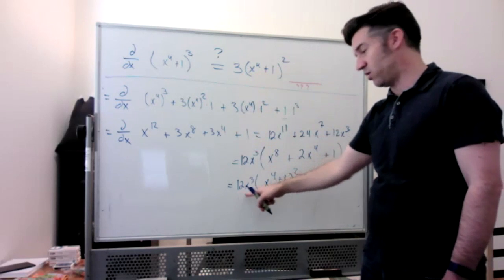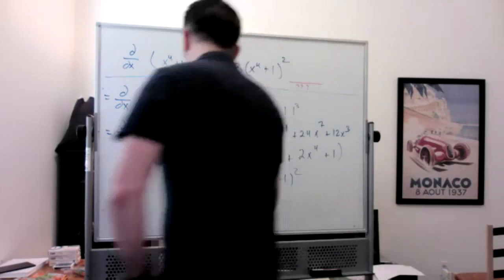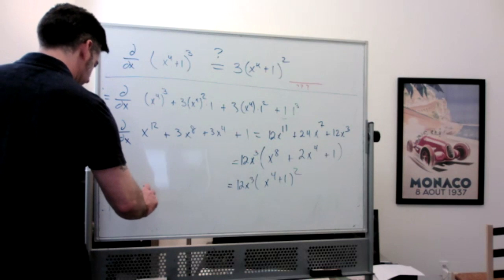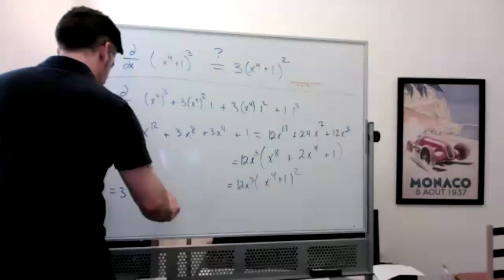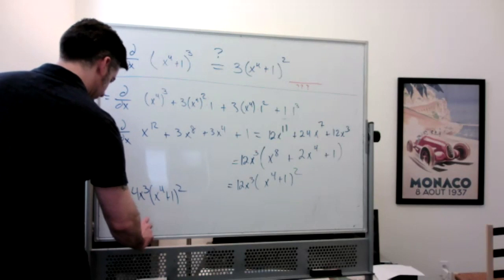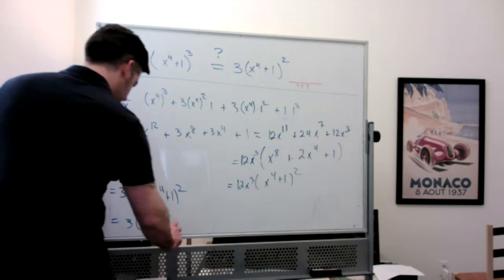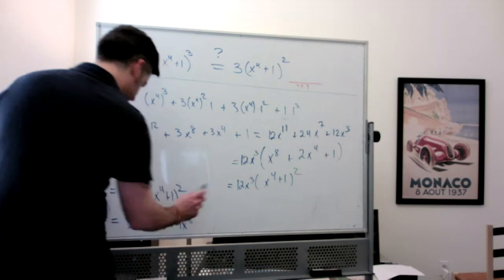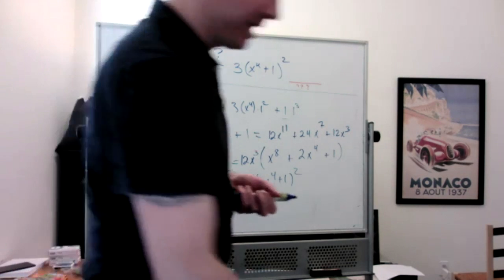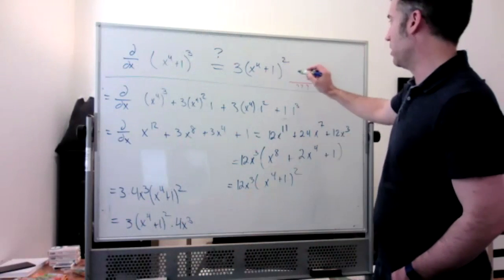So I'm going to write this 12x cubed as 3 times 4x cubed. So this is 3 times 4x cubed times x to the 4th plus 1 squared. Or as I'm going to write it again, just changing the order of multiplication, 3 times x to the 4th plus 1 squared times 4x cubed. And so look, I kind of got what I thought I was going to get, except I was missing this extra factor of 4x cubed here.